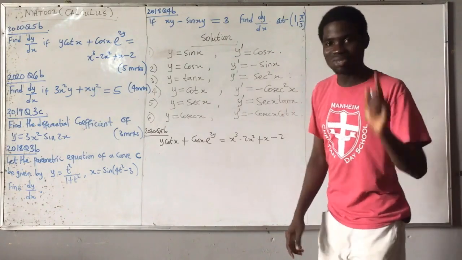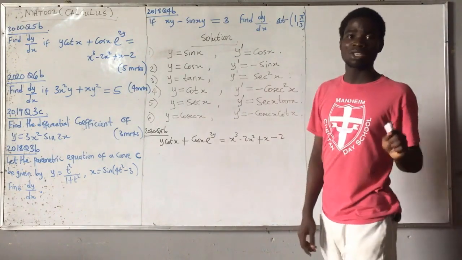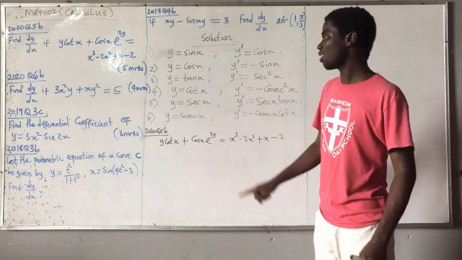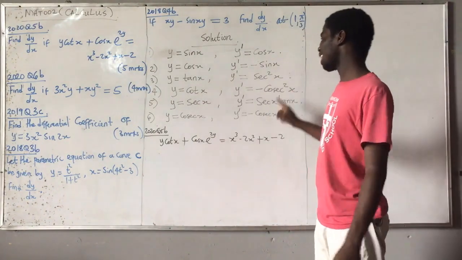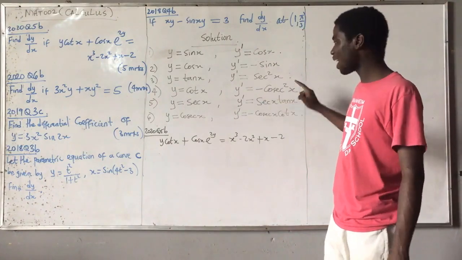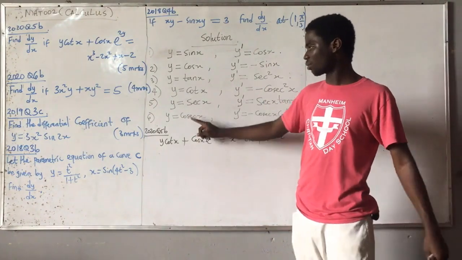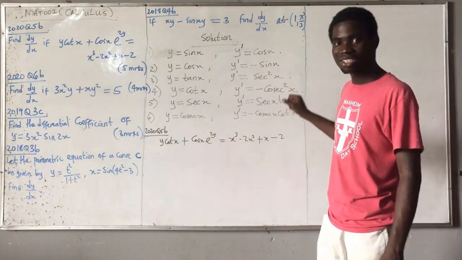Whenever we are differentiating cos x, the answer is minus sin x. When you are differentiating tan x, the answer is sec squared x. When you differentiate cot x, the answer is minus cosec squared x. When you differentiate sec x, the answer is sec x tan x. When you differentiate cosec x, the answer is minus cosec x cot x.